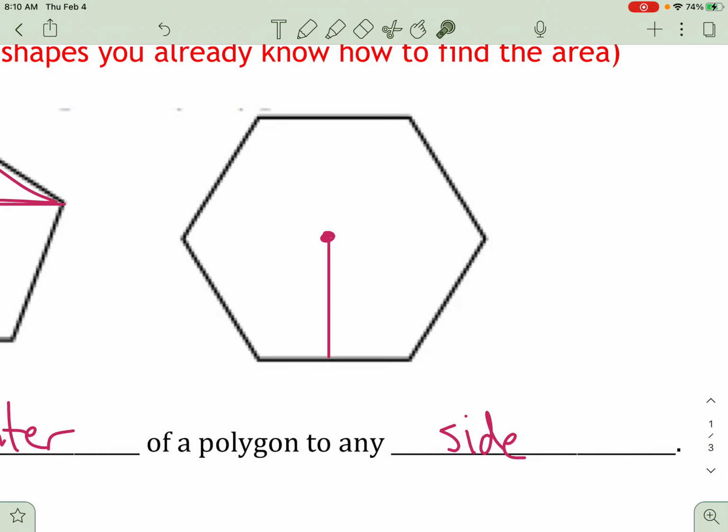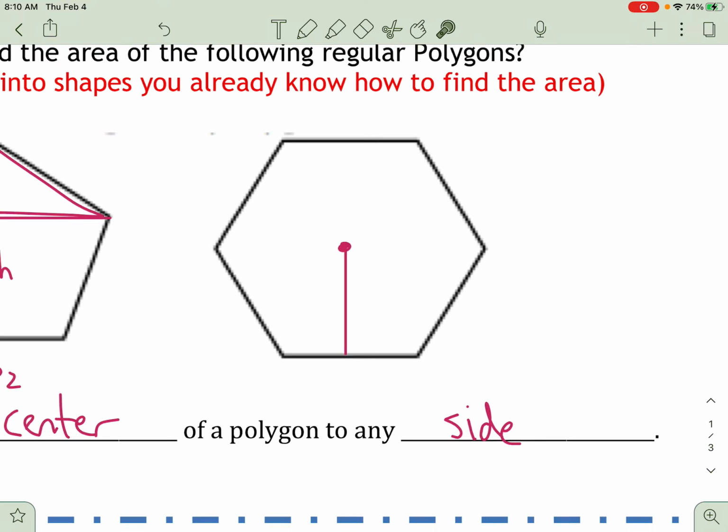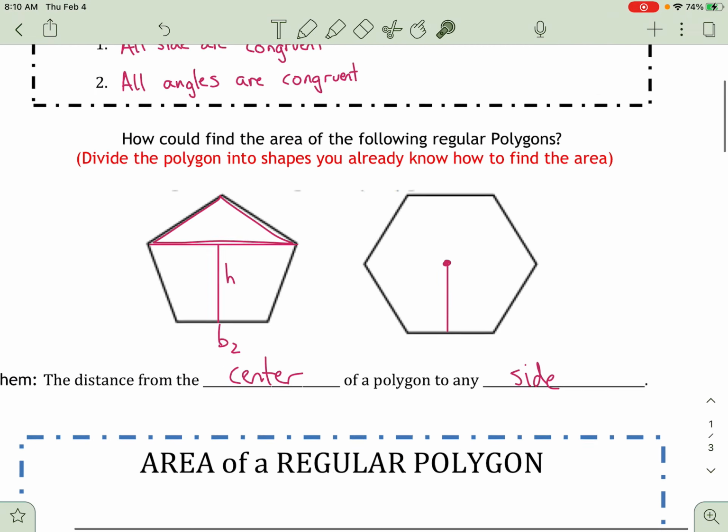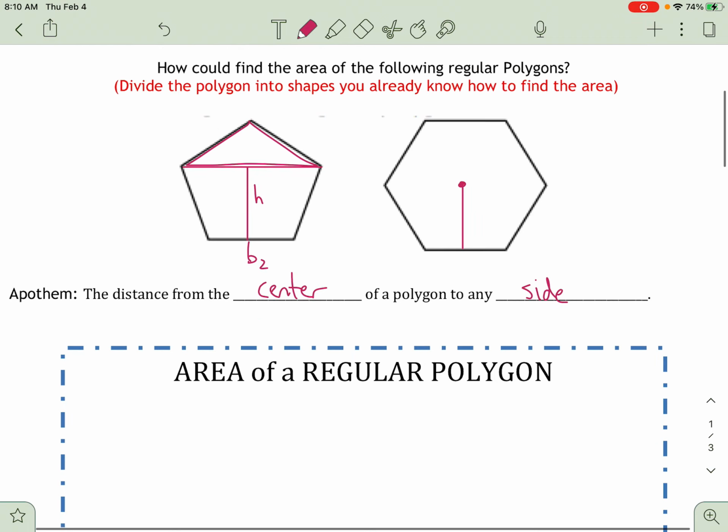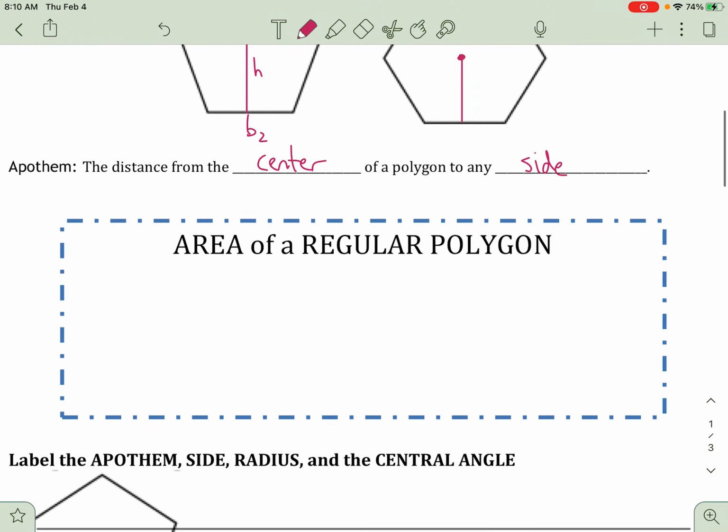Again, this one, same way. You could have broken it up into two trapezoids and just multiplied it. You could have broken it up into triangles and done it that way. But the important piece of information that we need to find is the apothem, because the actual formula for the area of polygons has the apothem in it. So it's important that you understand that definition, right?